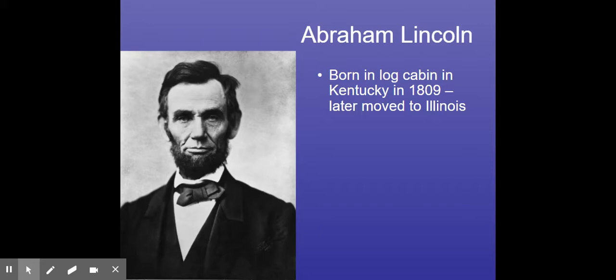His first mother passed away from an illness. His father remarries. His stepmother really encouraged Lincoln and his education and thought it was very, very important. In fact, I think his father was technically illiterate. I'll have to go back and double check that. But his stepmother really, really encouraged Lincoln and his education.